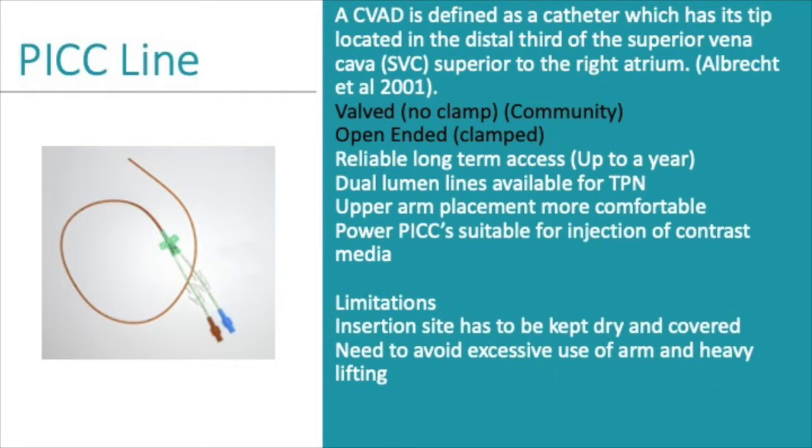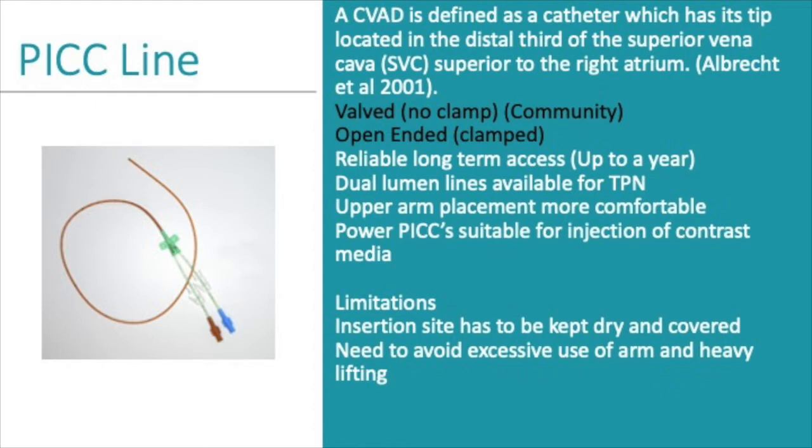There are 2 different types of PICC line. The community ones have no clamp, and they are valved. What that means is they have a little valve at the end of them, so when you put fluid into them, the valve opens. When you take blood, the valve opens. Whereas we have open-ended ones, I don't know if you can see that, it's open-ended right at the end of it, and we have a clamp.